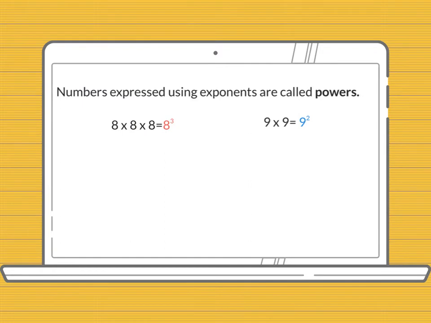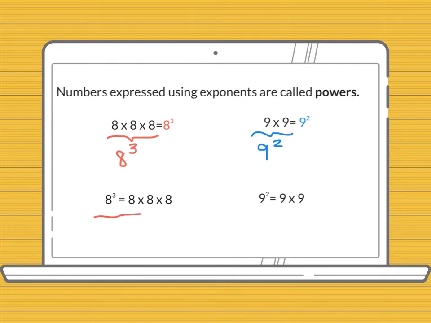So you have a problem. It's 8 times 8 times 8. So the base is 8, and the exponent is 3 because there are three 8s in your problem. The next example is 9 times 9. So 9 is the base and 2 is the exponent. You could use it either way.